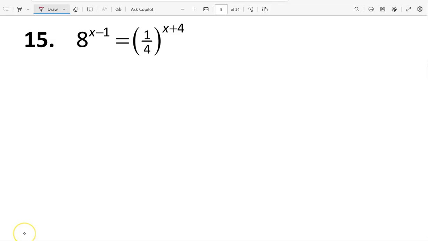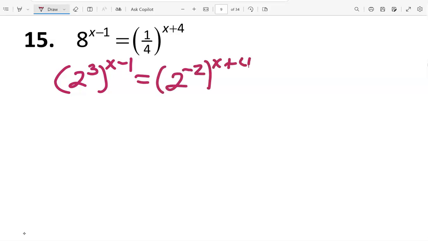In 15, both sides can be re-expressed as powers of 2. 8 is 2 cubed, and 1/4 is 2 to the negative 2 power. When we raise a power to a power, we multiply the exponents. Don't forget to distribute 3 to both terms in x minus 1. And likewise, on the right side, don't forget to distribute the negative 2 multiplication to both terms in x plus 4.